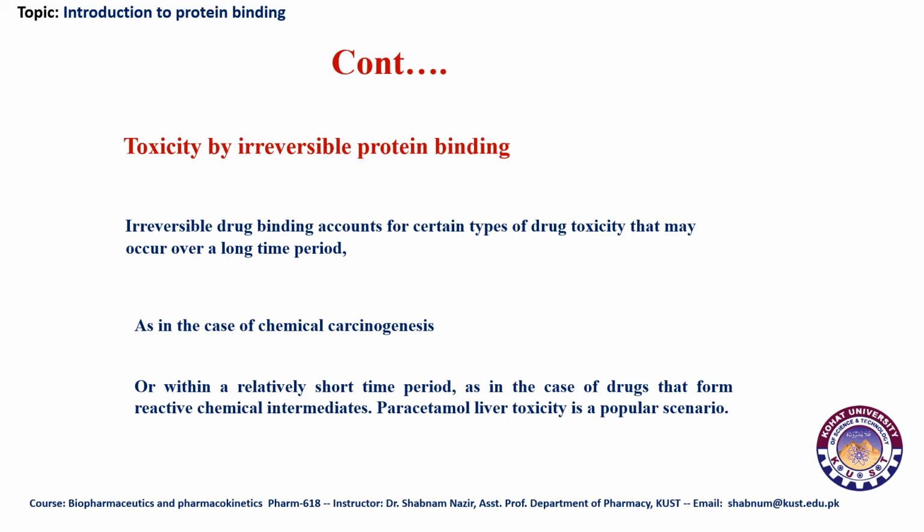Now that reactive intermediate is not able to get excreted in the form of any other polarized metabolite, so that reactive intermediate will start to interact with the tissues because of glutathione deficiency. So that results in immediate liver toxicity, which is very common in case of paracetamol poisoning or toxicity.